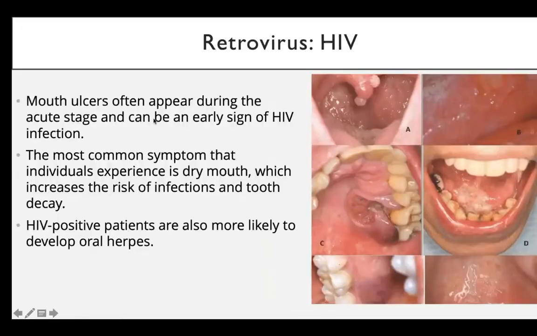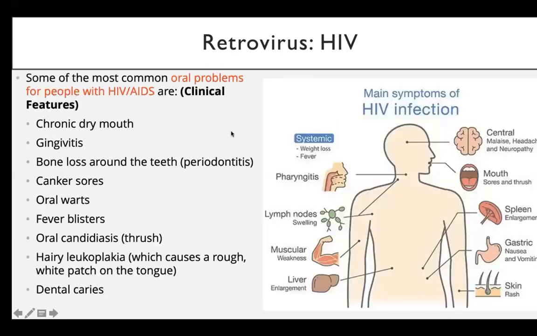We said that mouth ulcers can be one of the early signs of HIV, in retrovirus HIV. They can also develop oral herpes. HIV patients can also develop oral ulcers. And then we said that oral problems related to patients with HIV were these.